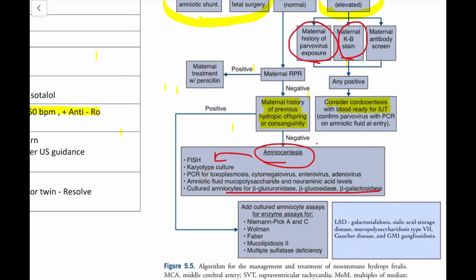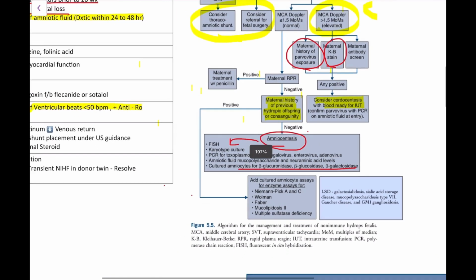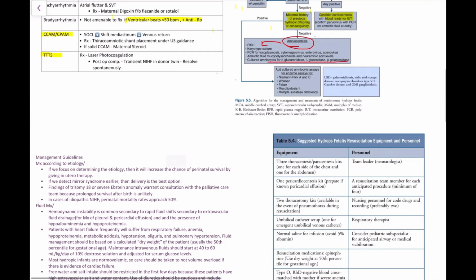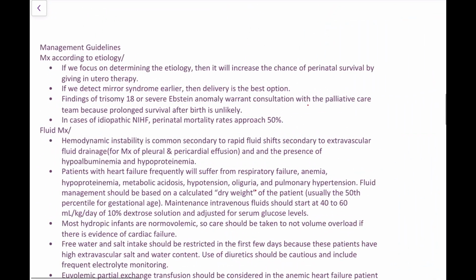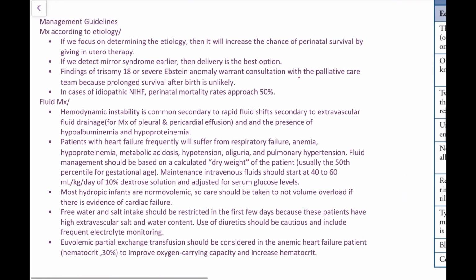Okay, now let's dive into some important management guidelines according to Cloherty, which I have summarized in a simplified way.